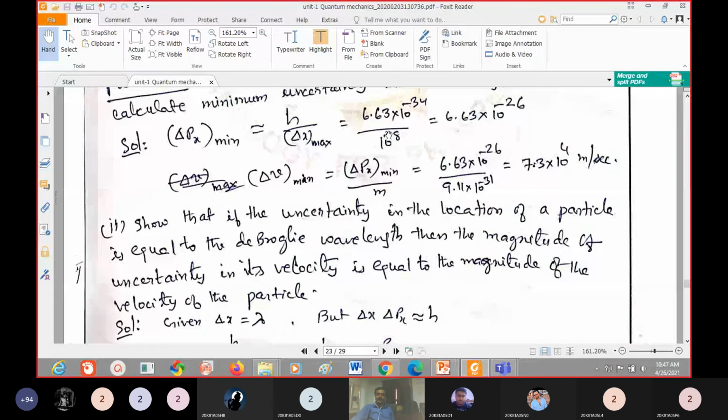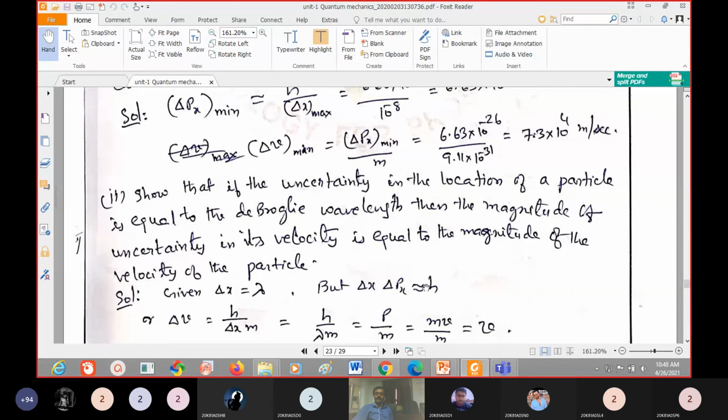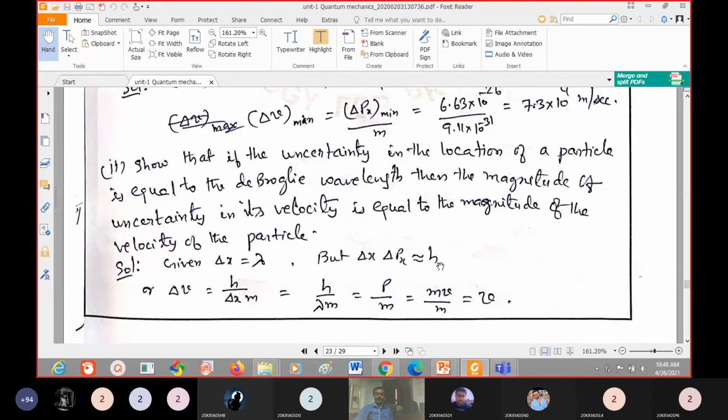If you take the 4 pi value also, only this value will change. Approximately its value should be 10 to the power of minus 34 only; that value will be approximately 1, 1 into 10 to the power of minus 34. So that is not a large change. That's why we are taking delta x into delta px approximately equal to h here. From this we calculate delta v equal to h by delta x into m.